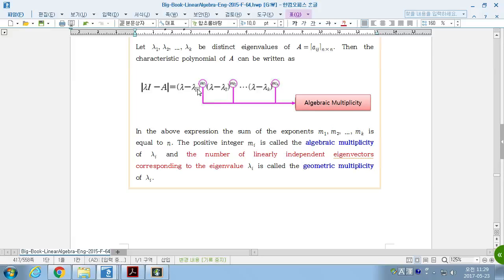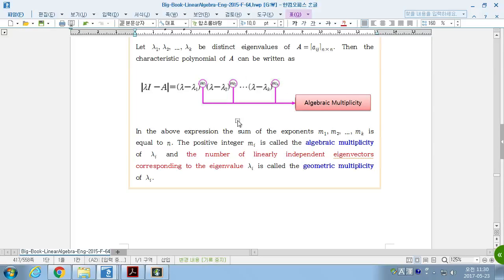대수적 중복도라 그래요. 여러분들이 그동안 배웠던 중근의 개념은 algebraic 중근이라는 뜻이야. 대수적으로. Okay? This is nth polynomial. The addition of these mi's should be n. 근의 개수는 n차 방정식이면 n개 있는 거죠. 그러니까 그걸 다 합치면 n개예요. 그리고 람다1은 m1개의 중근을 갖고 람다2는 m2개의 중근을 갖고 람다 k는 mk개의 중근을 가져요. 그 근들의 개수를 다 합치면 n개가 돼야 되고.